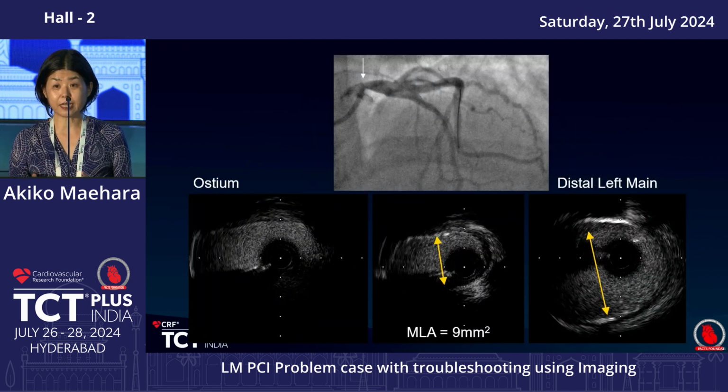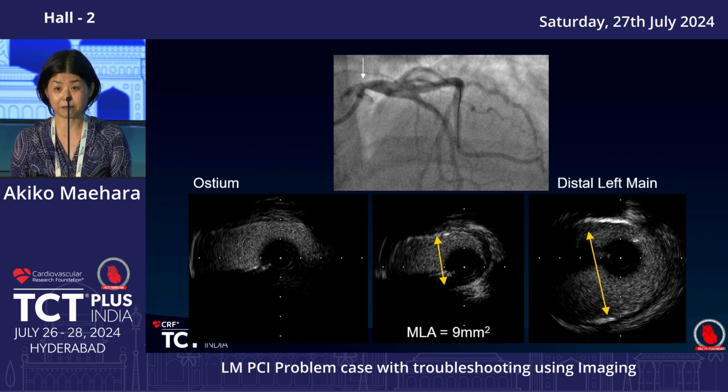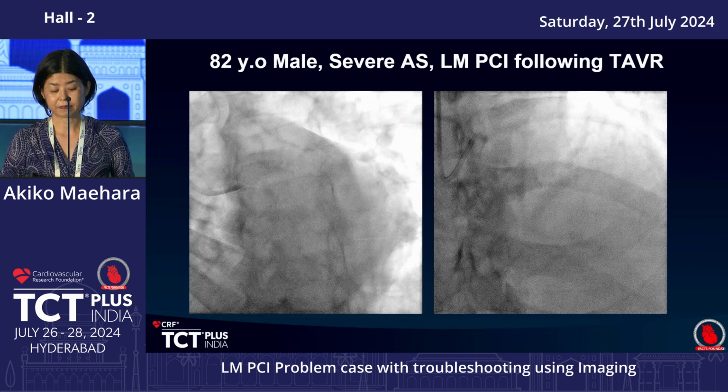So when we look at the IVUS, this is really not significant, but why we feel this is so significant is because we look at this diameter. This left main is very oval shaped, this is the diameter, and this is distal, and because of this, we feel this is like 50% diameter stenosis. But this type of left main sometimes happens, so you really have to check by intravascular imaging.